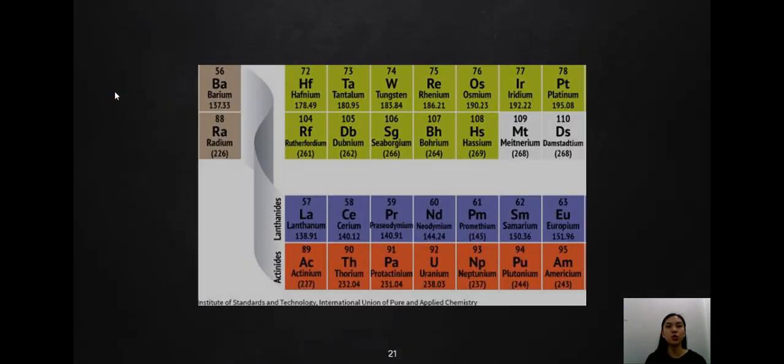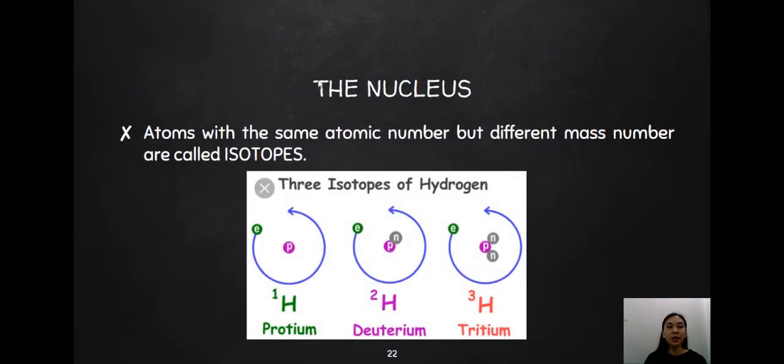Para siyang ganun. Average siya. So, atoms with the same atomic number but different mass number are called your isotopes. So, we have an example here. There actually exist 3 isotopes of hydrogen. So, para tayong may 3 hydrogen sa mundo. Parang ganun yung ibig niyang sabihin.